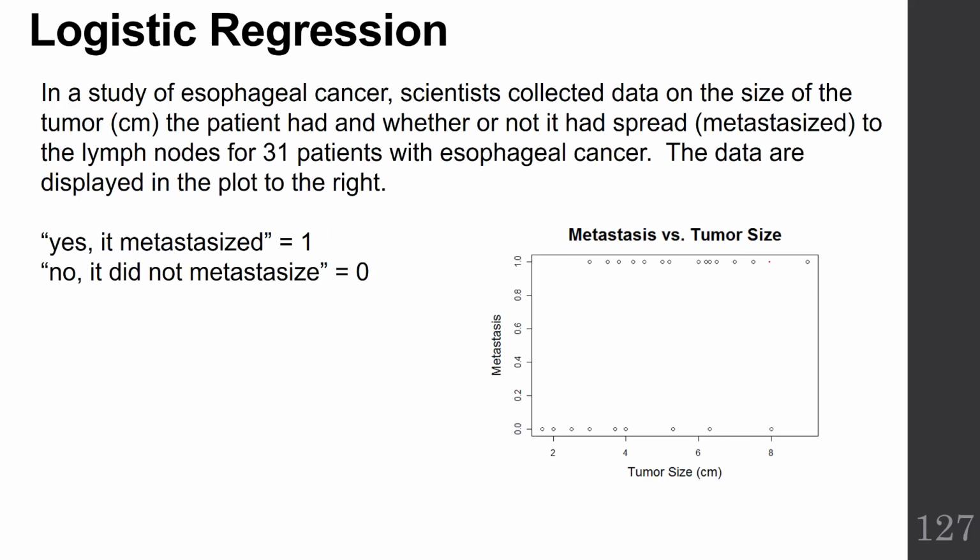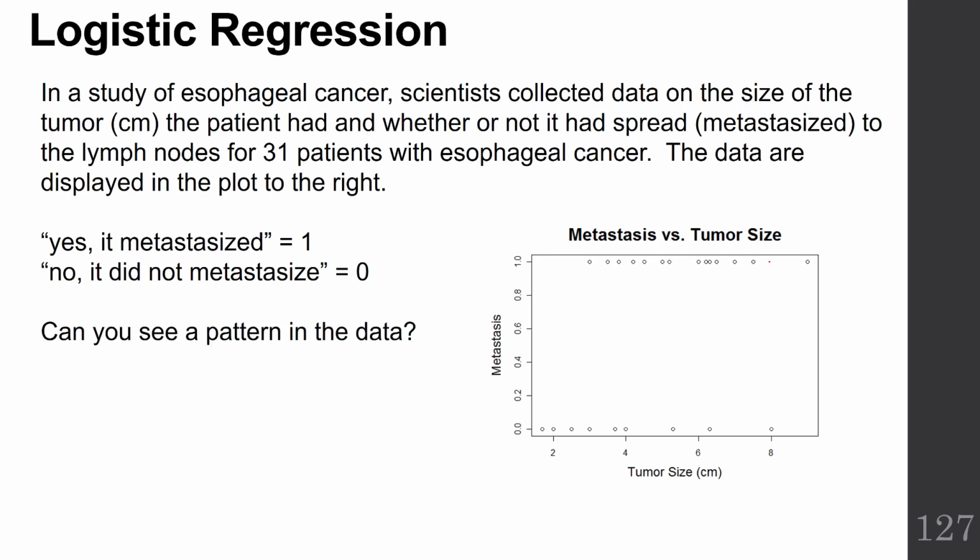Okay, so we have an example. In a study of esophageal cancer, scientists collected data on the size of the tumor in centimeters and whether or not it had spread, what's called metastasized, to the lymph nodes for 31 patients with esophageal cancer. The data are displayed in the plot to the right. So what we did was we coded the data: instead of saying yes, the tumor metastasized, or no, it didn't metastasize, we said 1 if it metastasized and 0 if it did not.